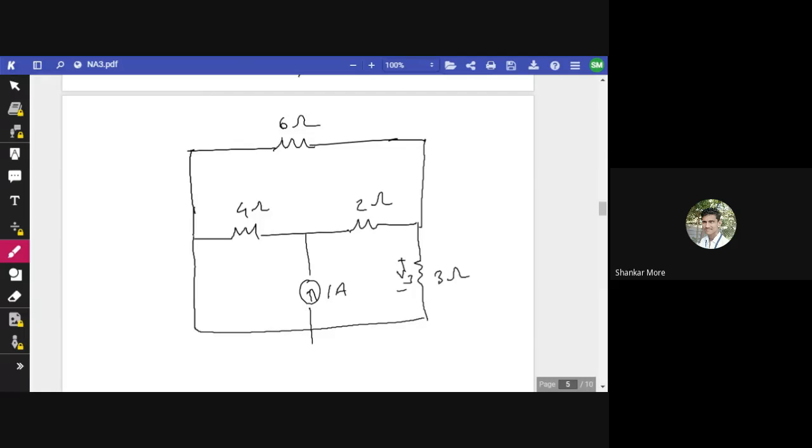All right. Okay, you try star to delta. I'll give you one other method. Sorry guys, we are going to cross the time, I guess. So suppose out of this 1 ampere, x goes here. Then here the current will be 1 minus x. All right, so what will the voltage be here, guys? Here it will be 4x, and here the voltage will be 2 minus 2x.